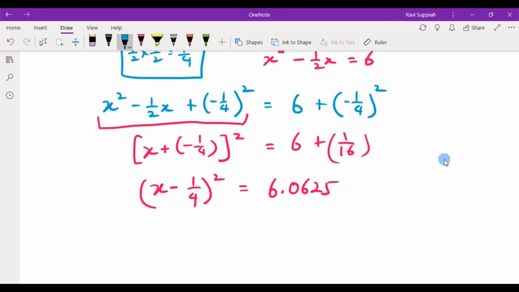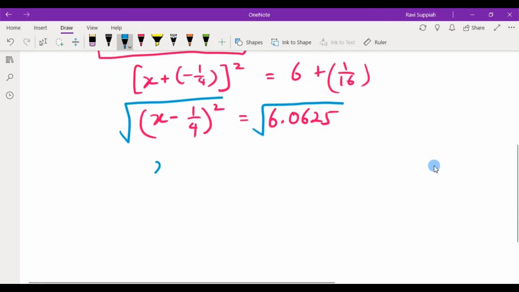Now, since this is a square, to get rid of the square, I must do a square root on both sides. So what I will have now is x minus 1/4 equals plus minus 2.46. This plus minus is very important. Whenever you do a square root, you must remember to put a plus minus in front. Why? Because plus times plus will give you a plus, and minus times minus will also give you a plus. So you need to make sure you put a plus minus in front whenever you do a square root operation.